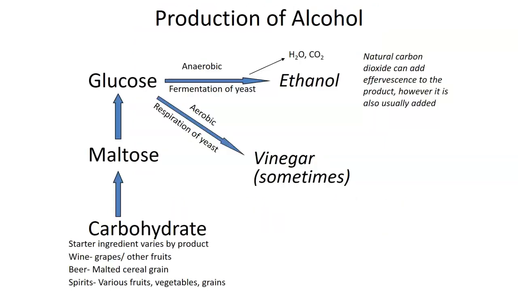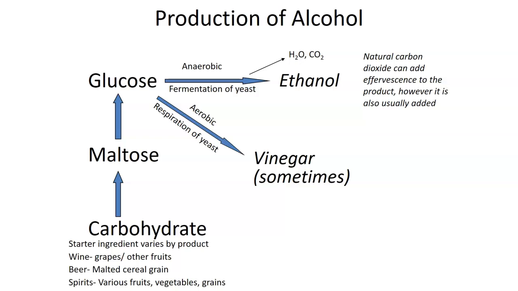All right, so we're going to start with the idea about how we actually make alcohol. This all starts with some sort of starter carbohydrate, a carb that we need. For wine, this will be grapes or other fruits. For beer, it'll be some sort of malted cereal grain. And for spirits, it can be various fruits, vegetables, or grains. For example, with bourbon, it's corn.